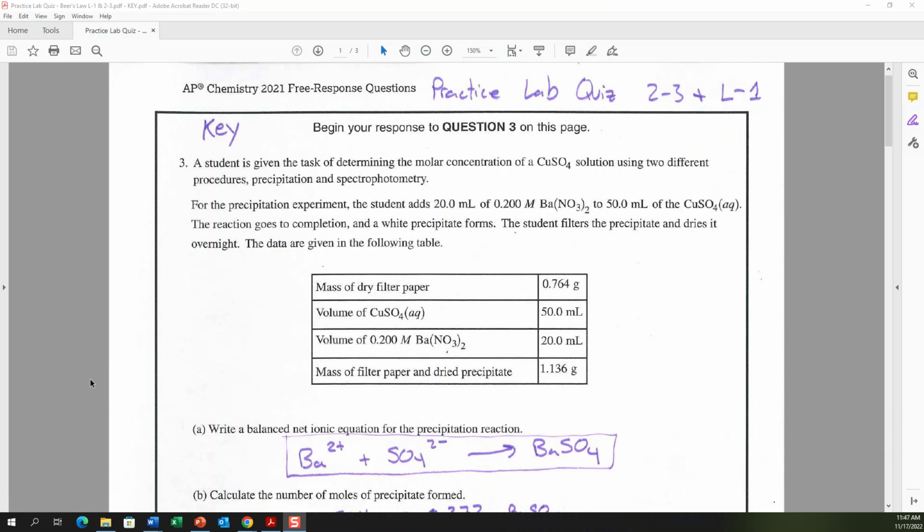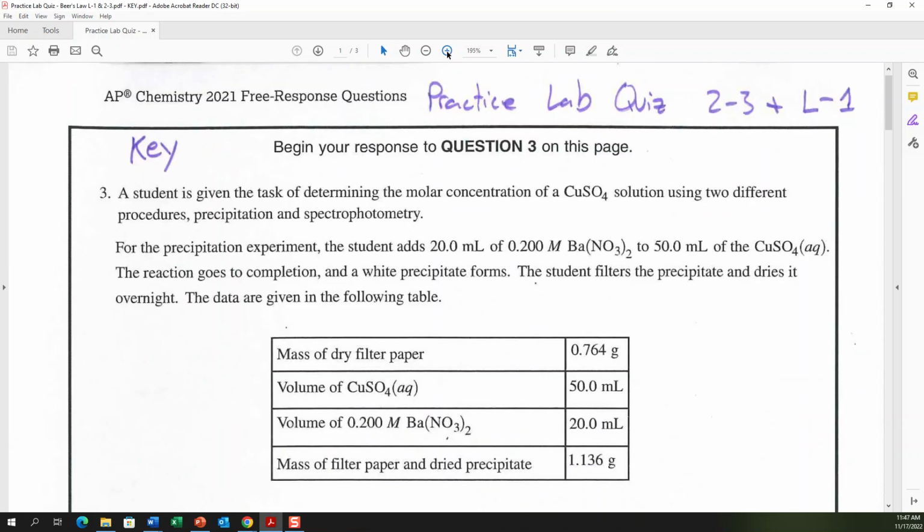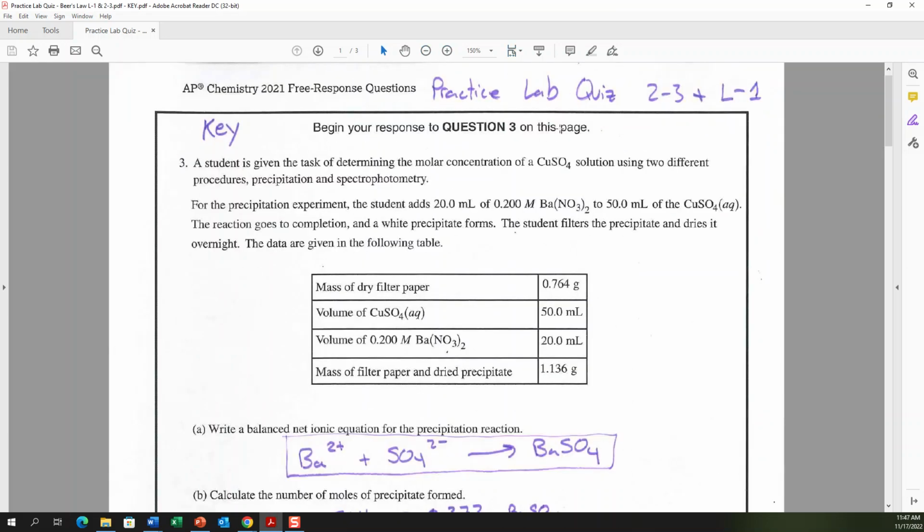So in class we went over Beer's Law and the colorimetry lab, the percent copper and brass lab. And you also got a copy of this practice quiz, practice lab quiz 2-3 and L-1. So the main thing about this L-1, that's the Beer's Law stuff, light being absorbed by different ions. And the amount of light absorbed is directly proportional to the concentrations of the ions and that kind of thing.